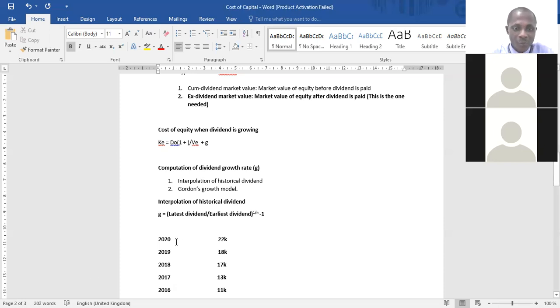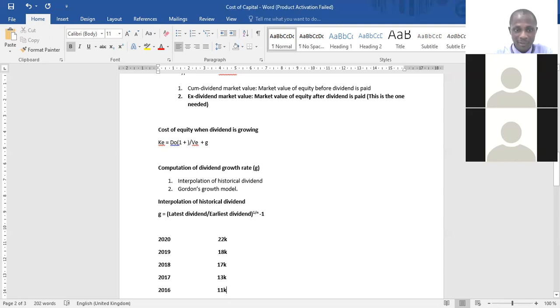Now you see that we're given the dividend payment history of this company from year 2016 up to year 2020. This is what we call dividend history. We're given the past dividend that the company has paid and the current year dividend. So we say, oh, you have the dividend history of that company. And if you have it, you can interpolate to get your dividend growth rate from here.